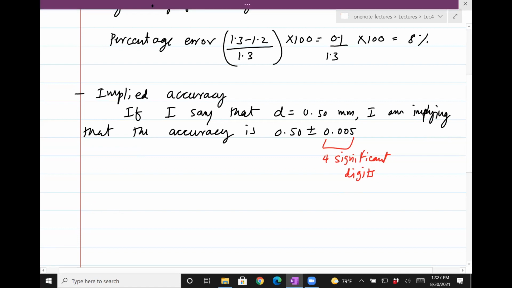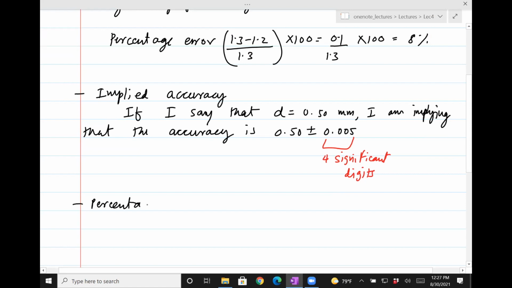Okay. And if you do this, then in this case, the percentage accuracy, like I calculated earlier, is going to be 0.005 divided by 0.5 times 100, which is about 1%. So the answer in this case is accurate to 1%. Now, clearly, if that 0.5 becomes 0.05, then it'll probably shoot up to 10%. So it really depends, right?